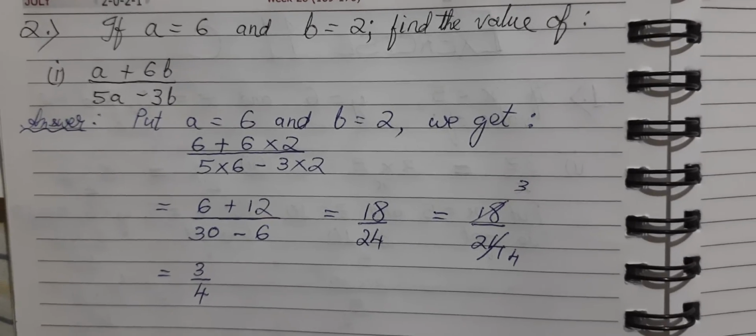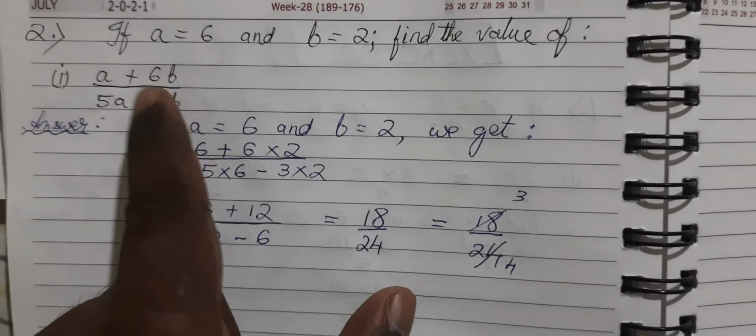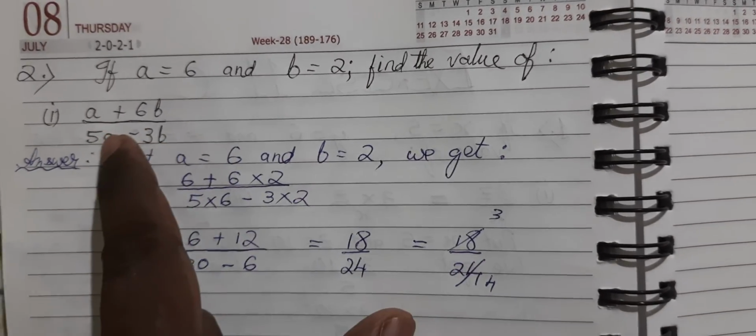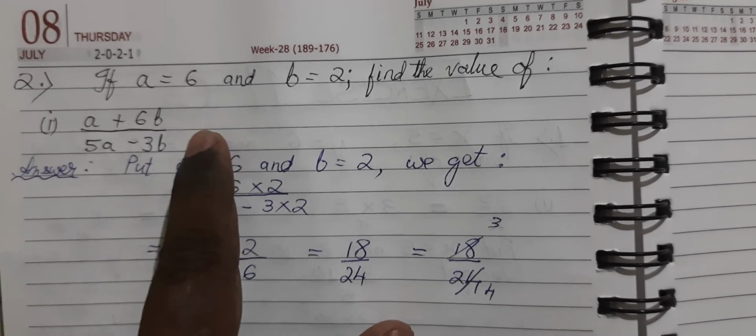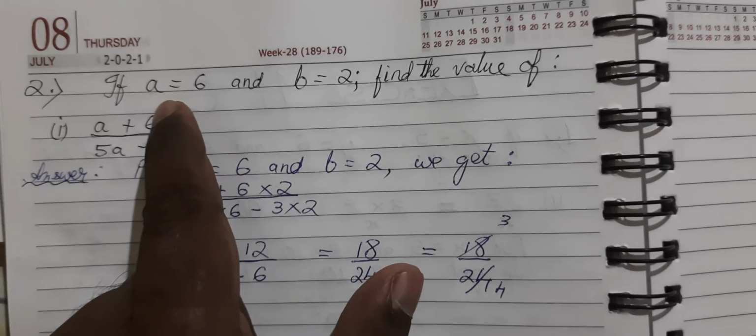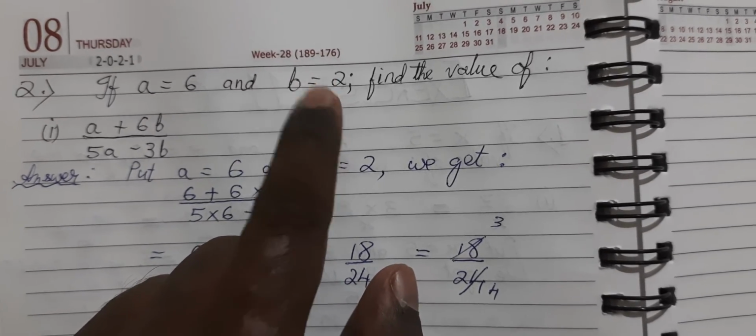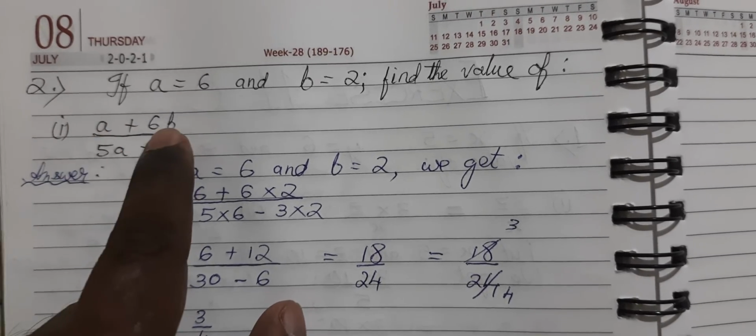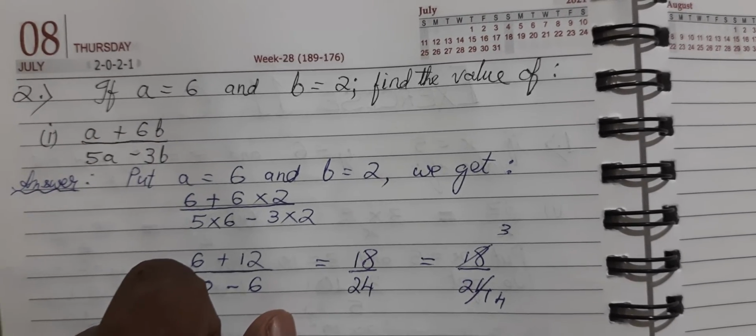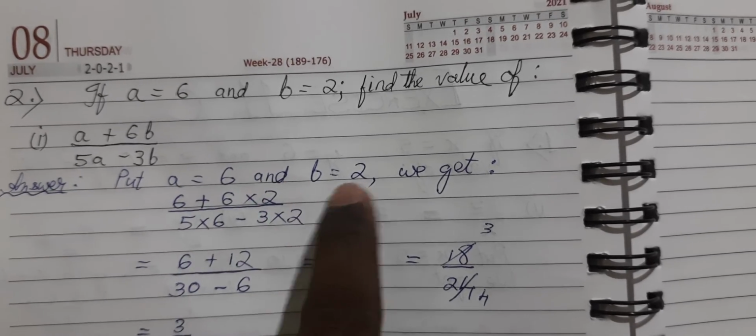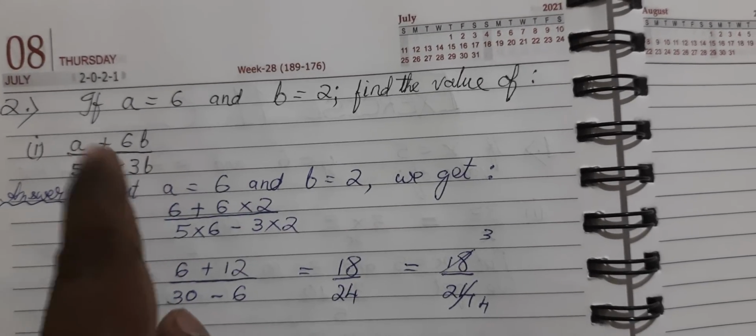Here's the next question. Question number 2 for us. If a equals 6 and b equals 2, find the value of a plus 6b divided by 5a minus 3b. So we have these values of a and b. These values you are going to substitute and put in this algebraic expression. So let's do that. I have written the statement over here. Put a equals 6 and b equals 2 in this algebraic expression.